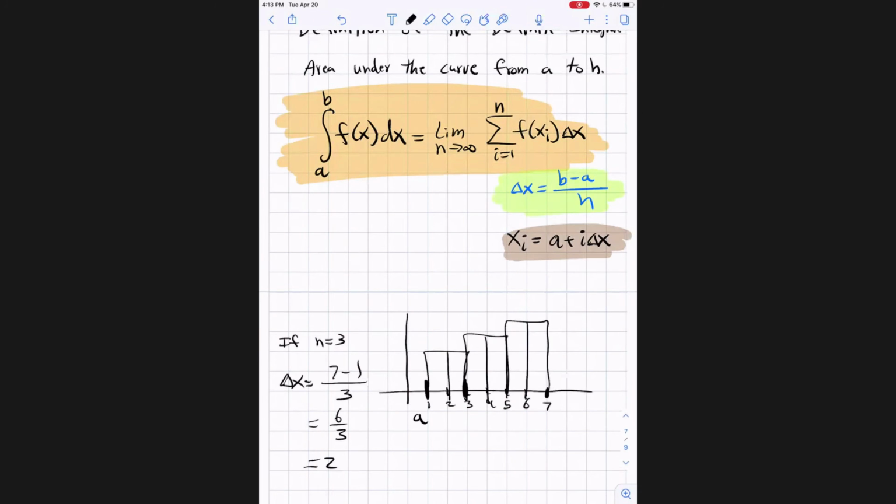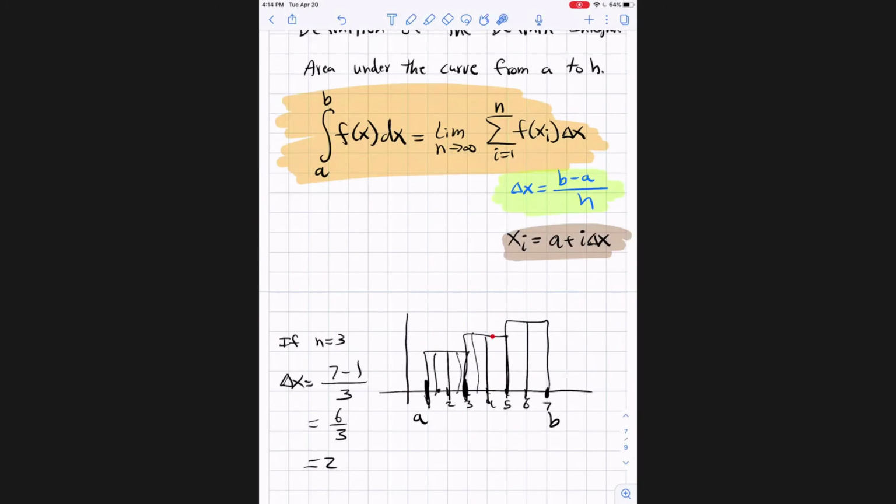A is your starting point. So each time you want to pick an x sub i, an x value, you start from A, and then you move over delta x. So when i equals 1, let's say it's this. i equals 2, it's this. i equals 3. And each time you're moving over to the next partition and picking out an x value.